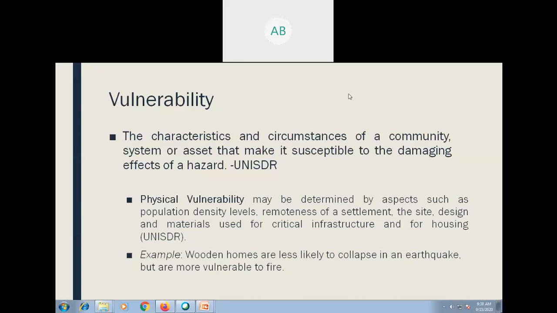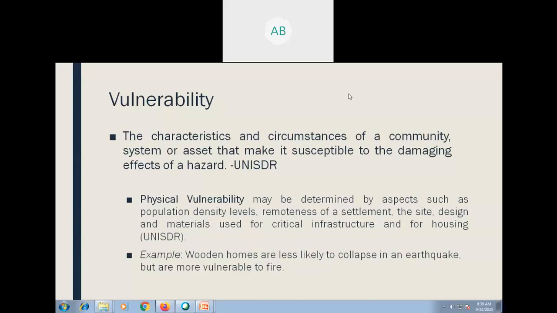Design, we discussed it yesterday. If it was a single story house or a multiple story house, that will also determine the vulnerability. Materials used, whether it is a concrete or RCC house or a bamboo thatched house, maybe that will also determine the level of vulnerability. In the example, it says that wooden homes are less likely to collapse in an earthquake, but are more vulnerable to fire. So, if the hazard is different, then also the level of vulnerability may differ.